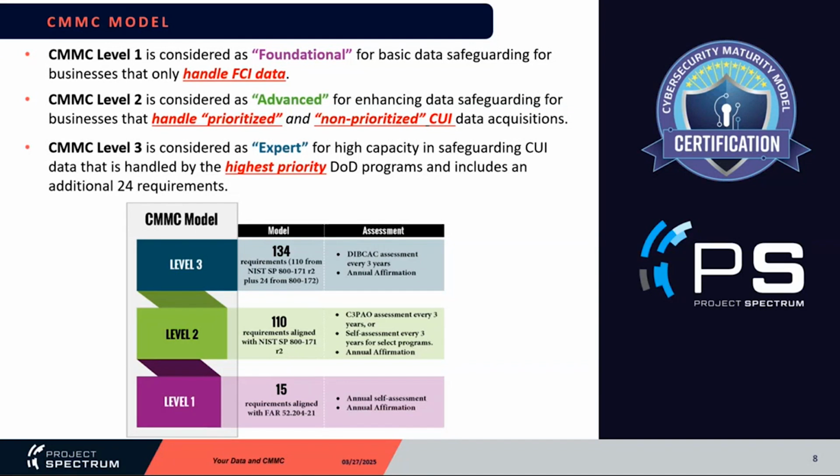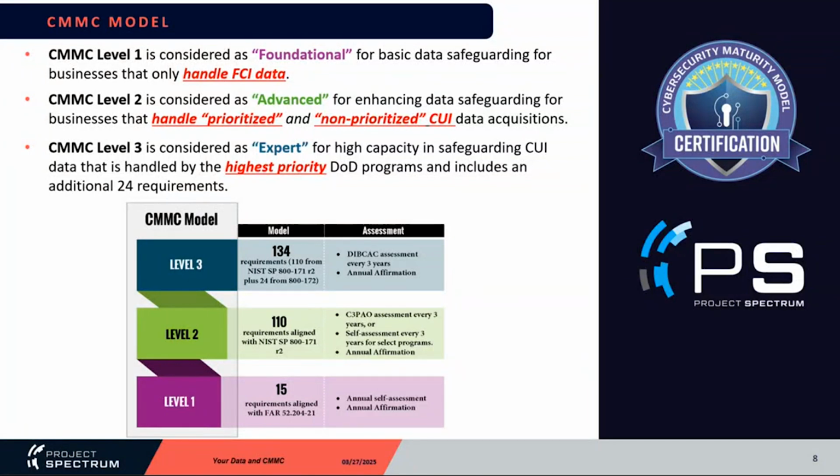It used to be 5 levels, and thank goodness they got rid of that because that really confused everybody. Now it's down to 3 levels, and you've got the first level, level 1, which is foundational. This is basic data safeguarding. This is only for businesses that handle FCI data. Then you've got level 2. This is a little more advanced, which is why they call it advanced. This is where you've got to really make sure that you're enhancing data safeguarding for anybody that handles CUI. And again, that's controlled unclassified information.